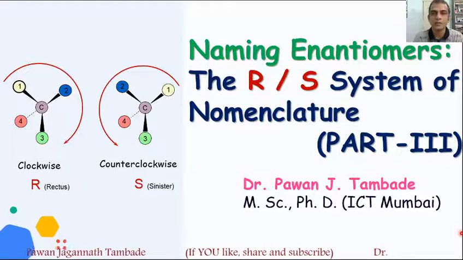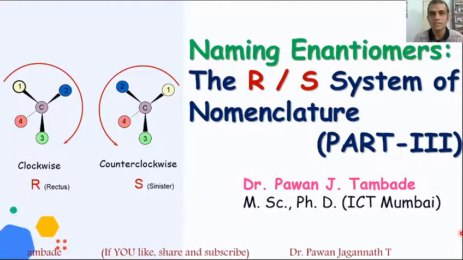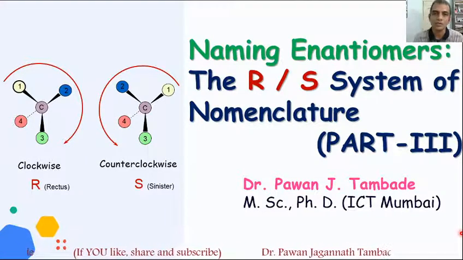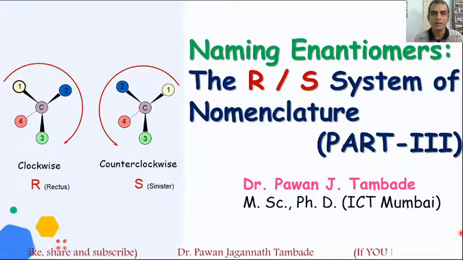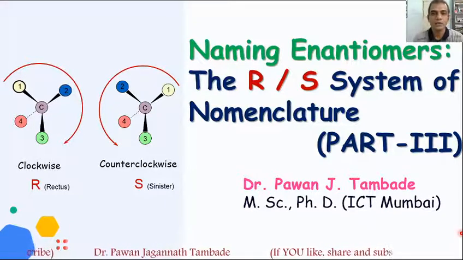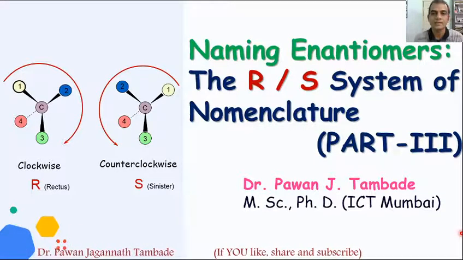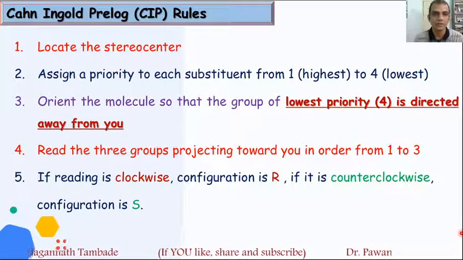In this third part of naming enantiomers, that is the RS system of nomenclature, we will see how to assign RS configuration to a molecule if it is represented in Fischer projection formula. And we will also explore certain examples. Dear friends, in the last two lectures, we have seen certain rules of assigning the RS system of nomenclature. We will revise those rules in a short while.